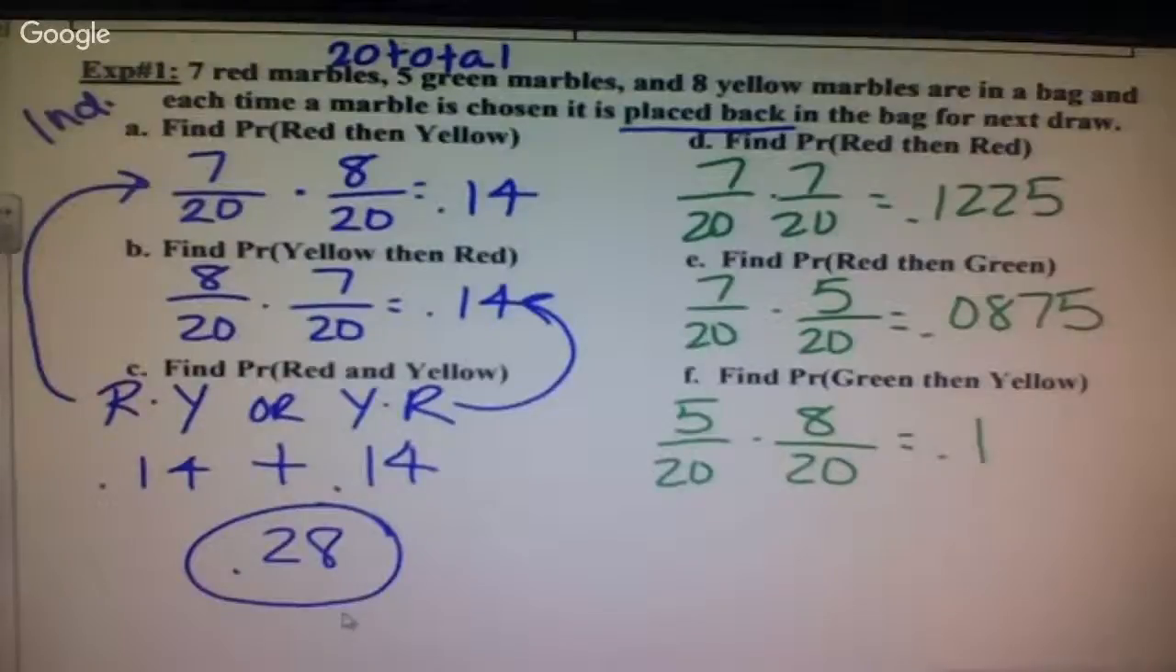Well, your top numbers aren't going to change. Bottom still stays at 20 because these are independent. And then green then yellow, so 5 out of 20 and 8 out of 20. Questions or problems with this one?